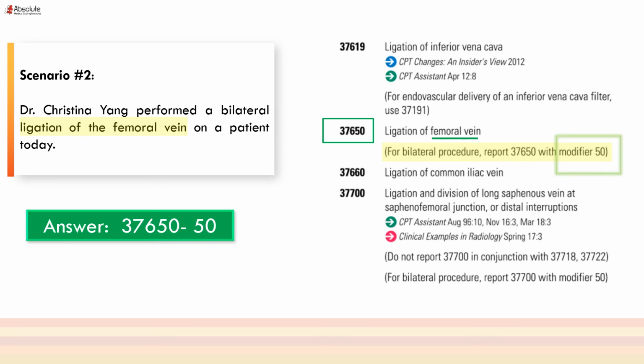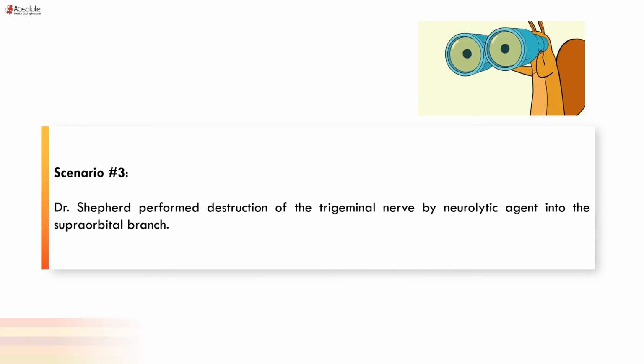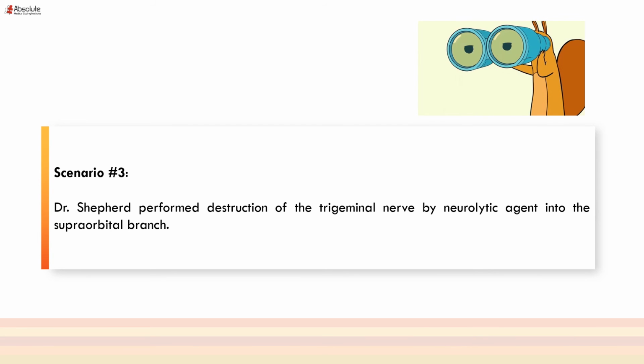Fantastic. Now I have one last scenario that we can do together. So if you're ready, let's go ahead and do it, coders. Okay, so the scenario reads, Dr. Shepard performed destruction of the trigeminal nerve by neurolytic agent into the supraorbital branch. You got a minute and a half, coders, and your time begins right now. Good luck.